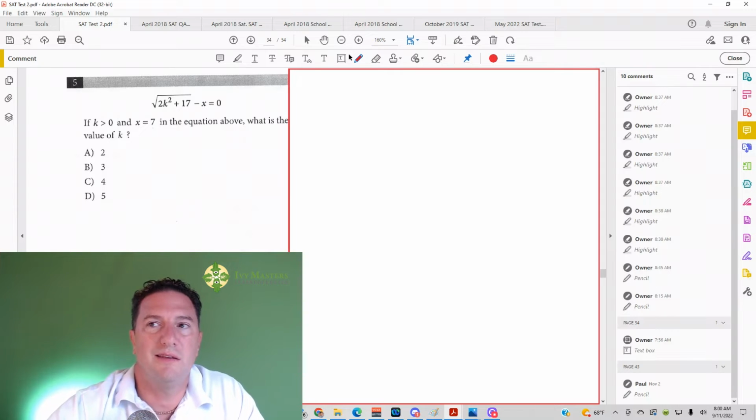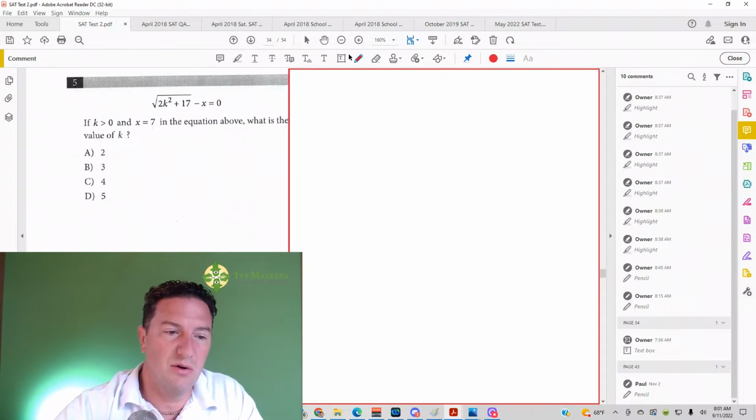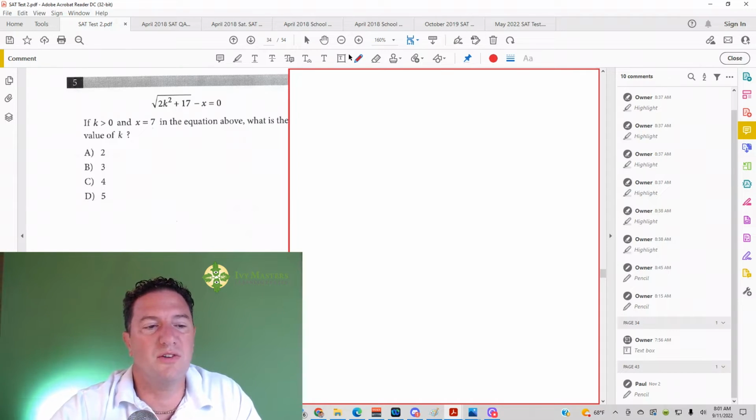So if your answer choices are numbers anyway, you might as well plug them in right off the bat. So that's how I'm going to recommend you just do all square root questions. So where are we going to start with here? Let's start with answer choice B.